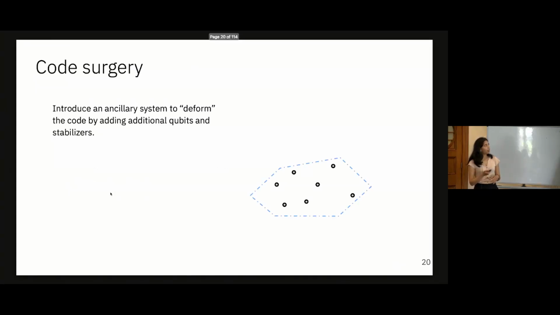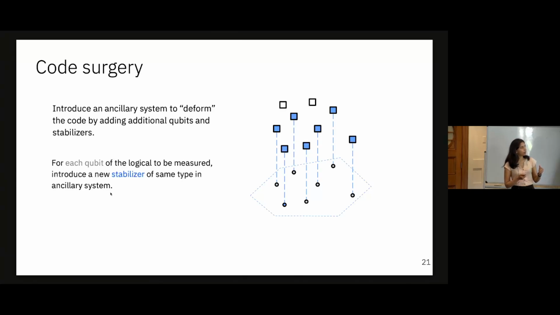What's going on here? The idea behind code surgery, so here let's just consider this blue patch. This is some code which has qubits that support a logical, and the operation I'm interested in is just measuring the logical operator that's supported by these qubits. And the idea behind surgery in general is to deform this code by adding extra qubits, extra stabilizers, and somehow measuring the logical in this bigger deformed code. So a simple way to do this is, if I want to measure, let's say, a Z operator supported on these qubits, I just introduce a new Z stabilizer for every qubit that supports the logical.